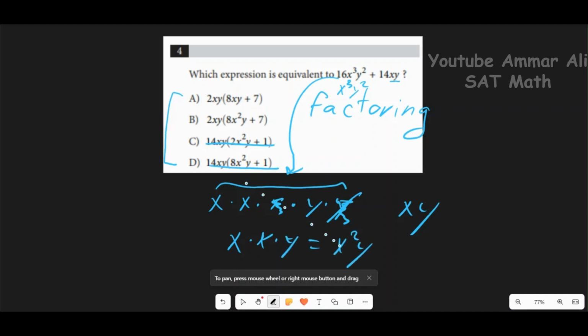So we should expect that our right answer has a 2xy on the outside of the parentheses, and then the remainder inside should have an x squared y, right? And we already know that since it's 2 times 8, it's going to be 16, and 2 times 7, so these numbers are okay, but we just have to figure out what would be the leftover, and the only one that makes sense is B.